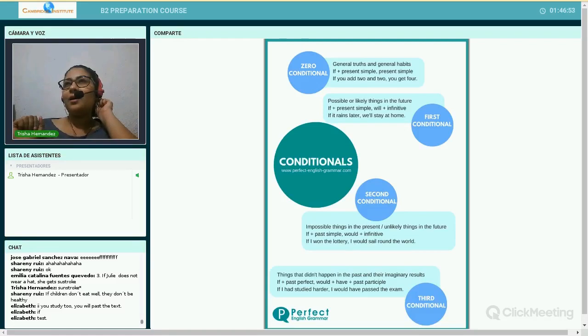This is not like a premonition. It's more like when your mom is telling you not to do something, right? Do you remember that kind of thing? If you stand on the edge of the roof, you're going to fall. Okay? That's part of the first conditional. Like, if she studies harder, she'll pass the exam. That's an example for the first conditional, because I think it is possible she will study harder, so she will pass.